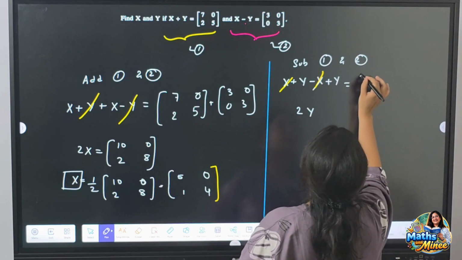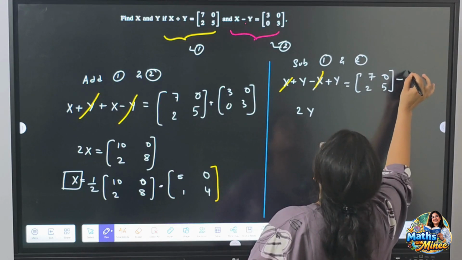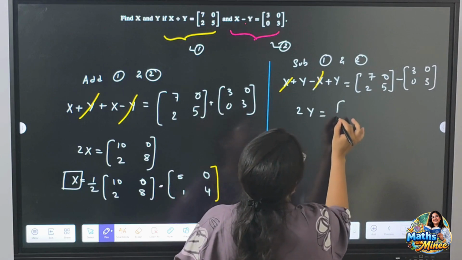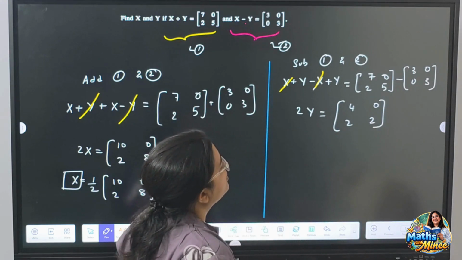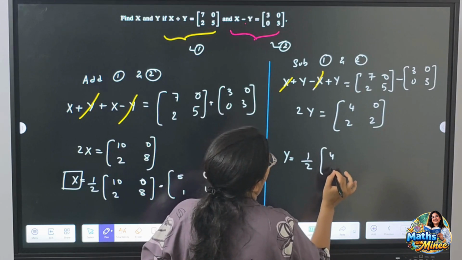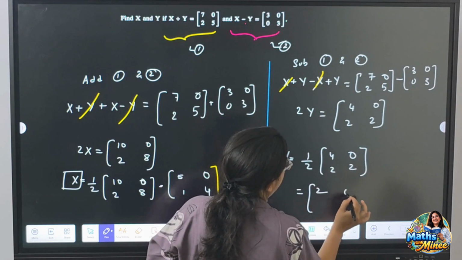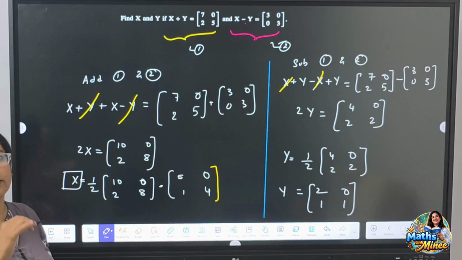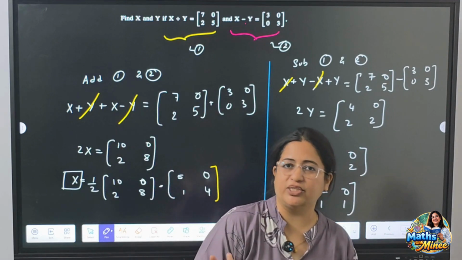We can subtract the matrices 7, 0, 2, 5 minus 3, 0, 0, 3. So if you now subtract it, 7 minus 3, 4, 0, 2, 2. Right? Again, Y is equal to 1 by 2 times 4, 0, 2, 2. So the final answer will be 2, 0, 1, 1. Simple. So I hope now you can calculate the matrices if they are given to you in the form of equations, right?